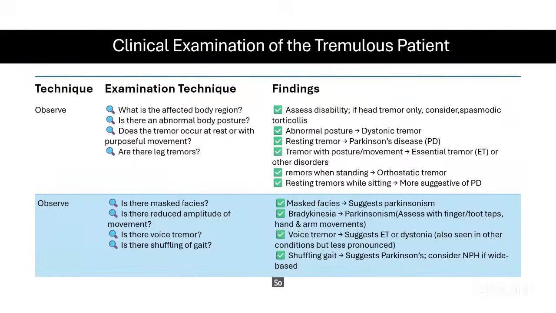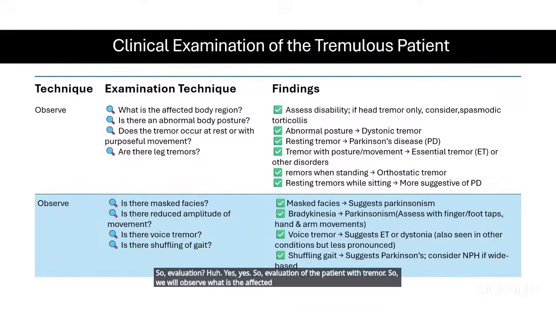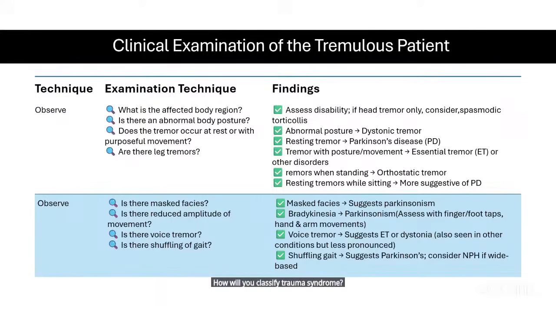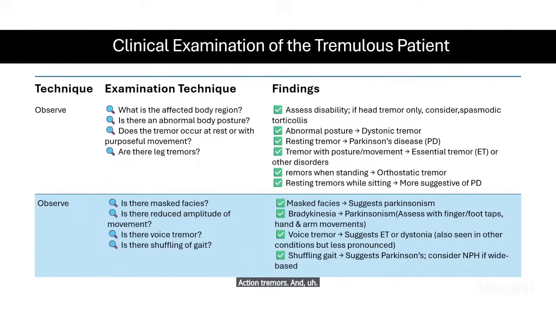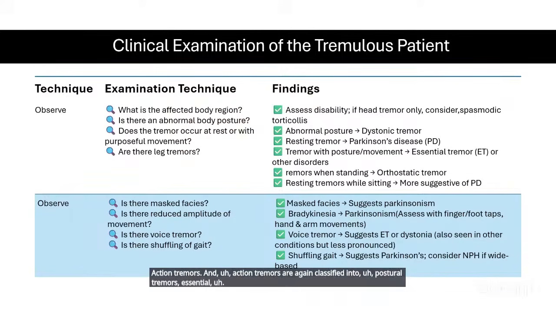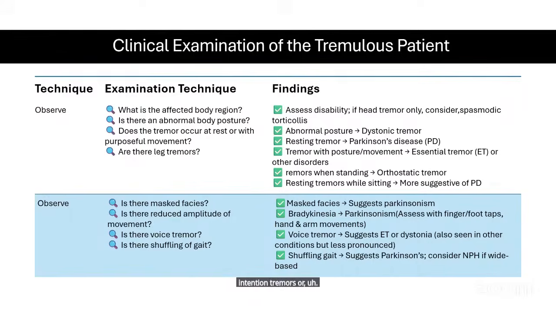So evaluation of the patient with tremor: we will observe the affected body region. How will you classify tremors? Sir, the tremors can be classified into rest tremors and action tremors. Action tremors are classified into kinetic, postural, and isometric.